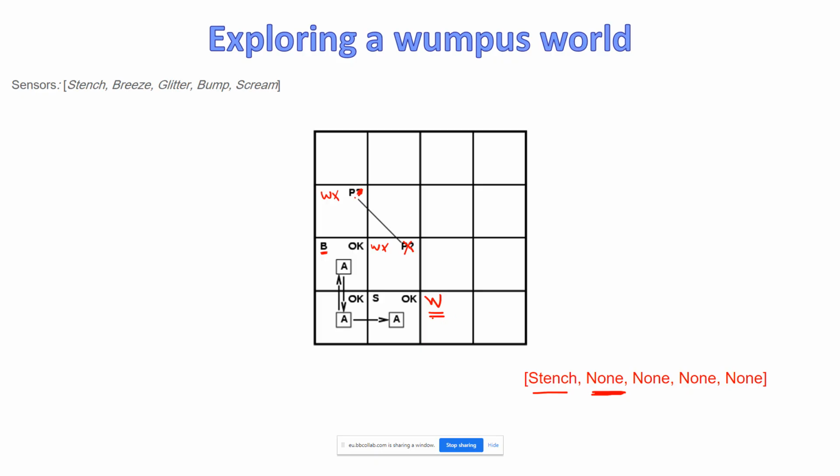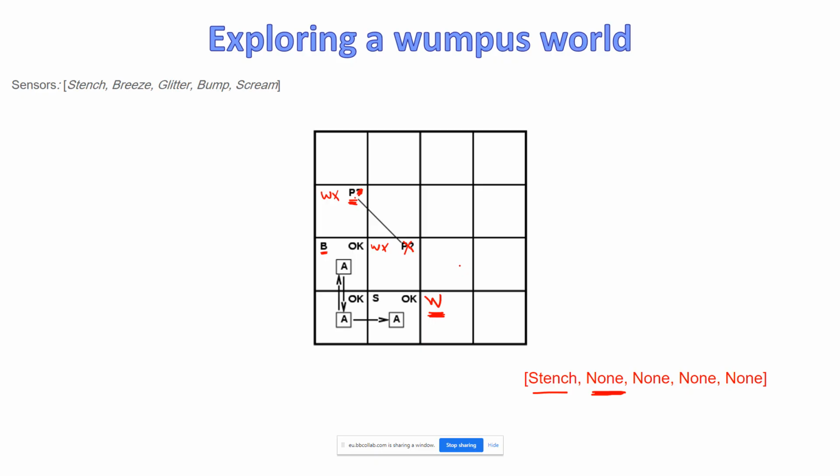Thanks, Mahmoud. So now we can add two things. Let me finish this and then I will take your question. So now we know that the Wumpus is here, for sure, and for sure also we know that a pit is here. Okay, Mahmoud.